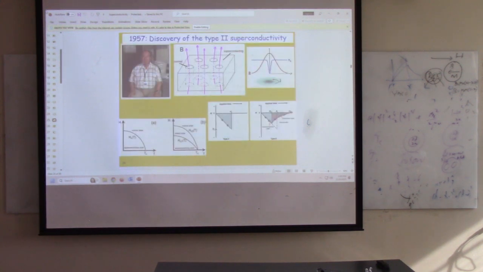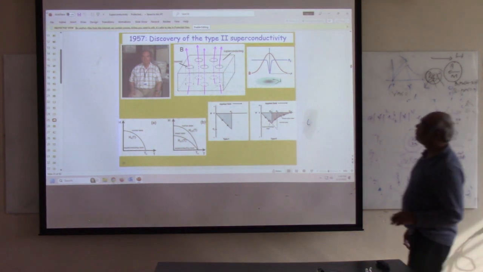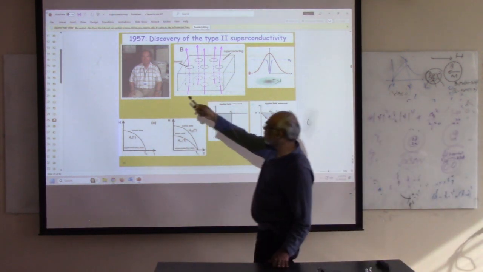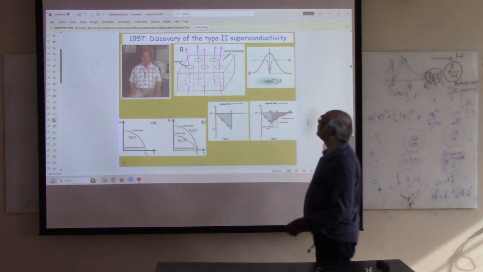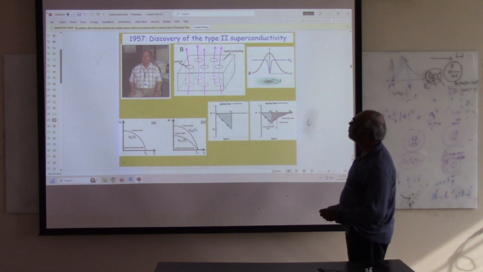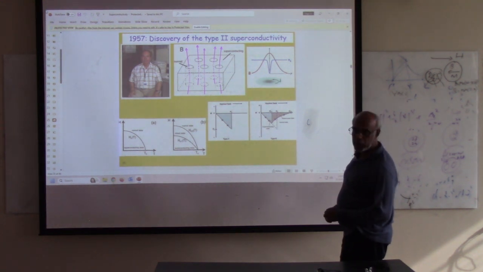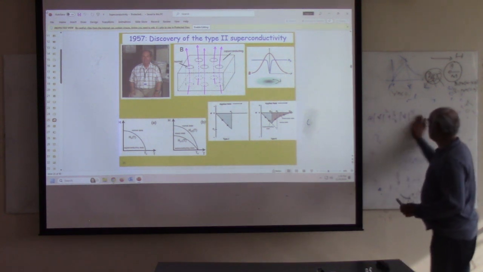Oh, then last thing, then I will stop here. So this, 1957, Abrikosov, I also met him once. He found something called the vortices. That's really interesting with these type 2 superconductors.